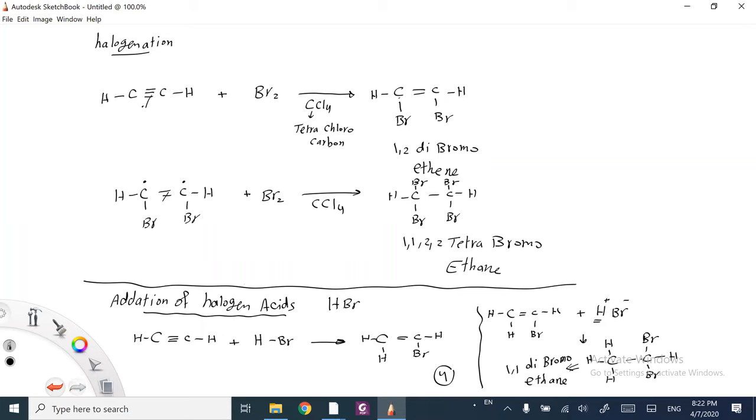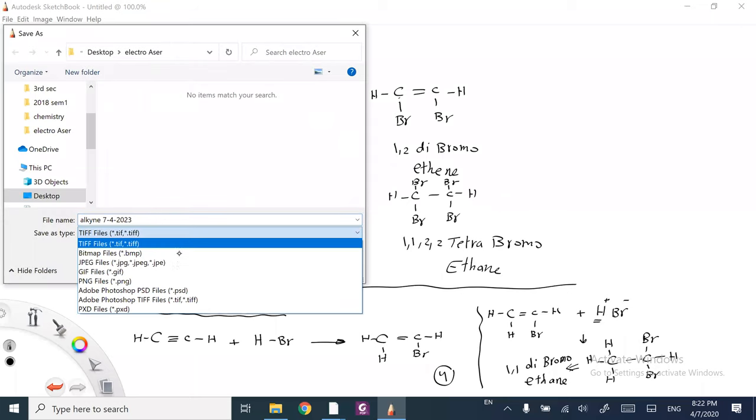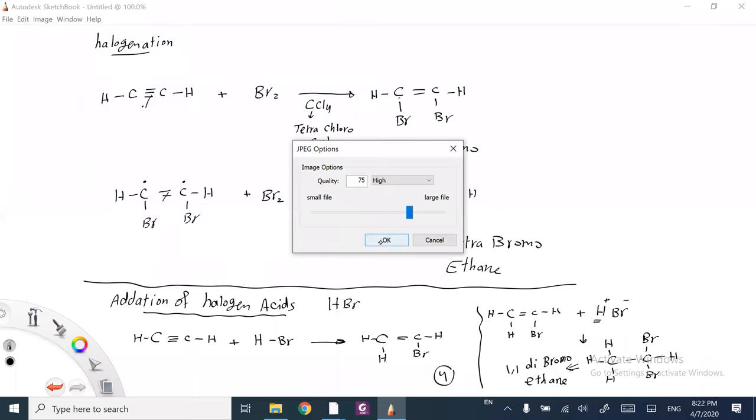Okay, let's go to another addition reaction. It's called hydrogenation. This is slide number 5. C triple bond C, H. Adding hydrogen as hydrogen gas. This addition reaction is catalyzed, in the presence of nickel or platinum.